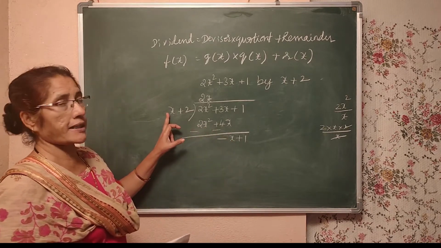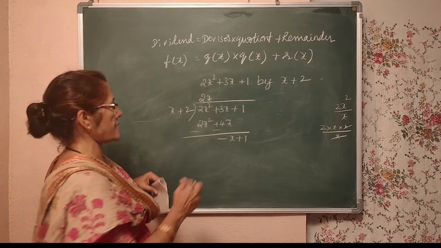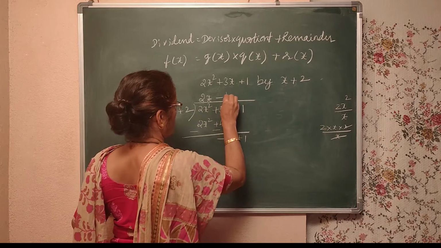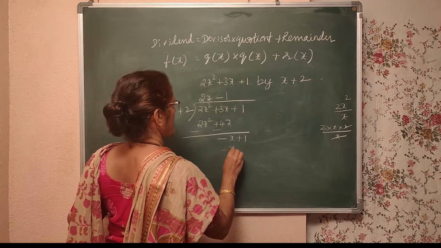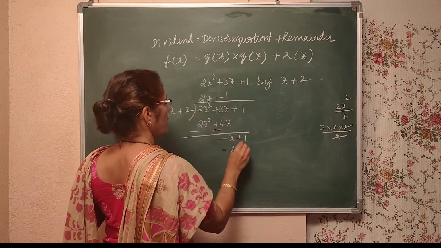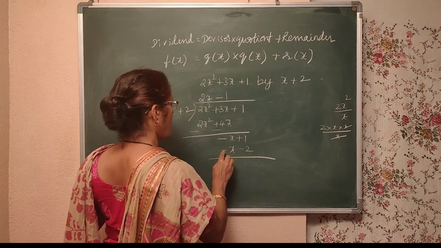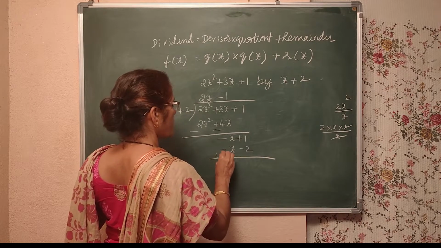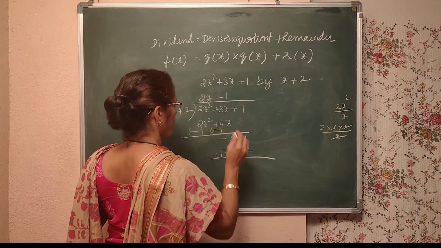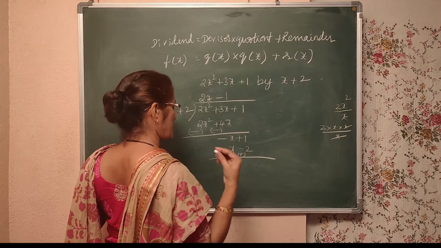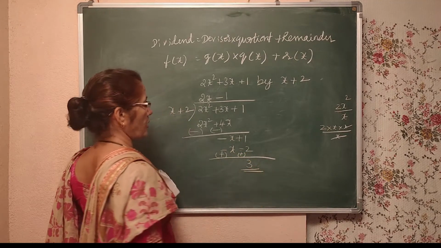X divided by x is equal to 1. So minus x divided by x is equal to minus 1. So now you multiply minus 1 into x minus x, minus 1 into 2 minus 2. Now again you have to subtract, change the sign. Minus becomes plus. Minus becomes plus. So minus x plus x is 0, plus 1 plus 2 is 3. So 3 is the remainder.